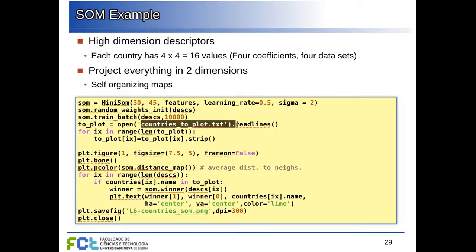I just put down here in this text file a set of names of countries to plot in the representation at the end. So basically, what we do is we show the positions of the countries by checking which neuron is the closest one to the features of that country, so the descriptors we are using for that country, and then we draw the name of the country in the position of that neuron in the matrix. So this is what we get here.